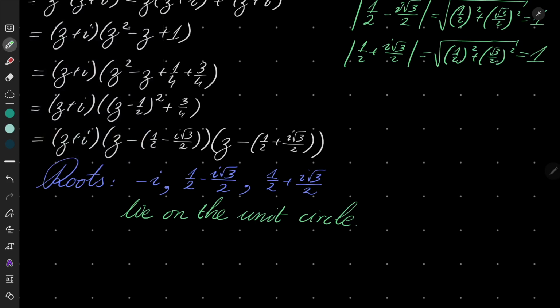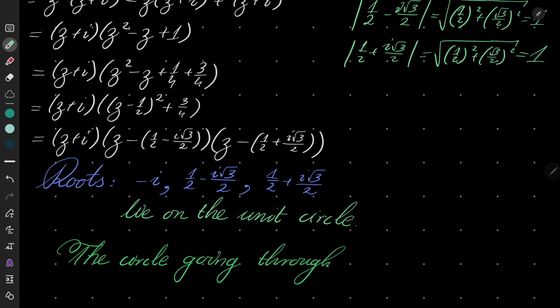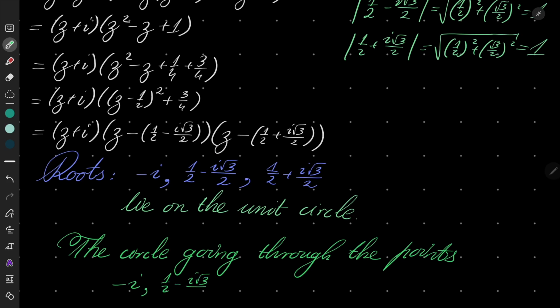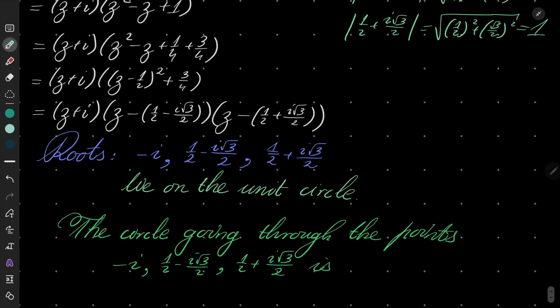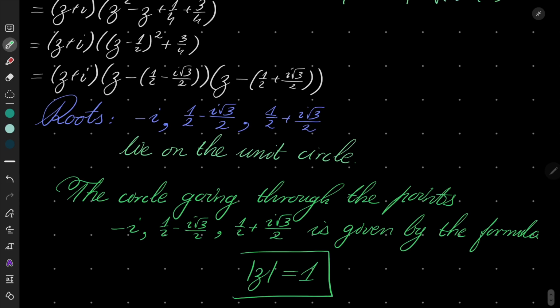So let's write our answer. The circle going through the points minus i, 1/2 minus i square root of 3 over 2, and 1/2 plus i square root of 3 over 2 is given by the formula absolute value of z equals 1. And that's our answer.